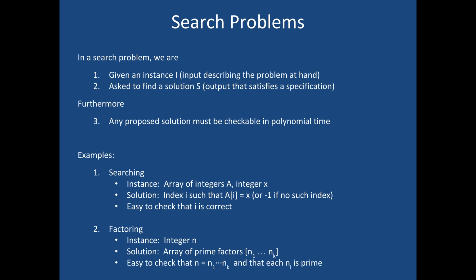Factoring. You can think of that as a search problem. You're given an integer n, and you want to find its prime factors, n1 through nk. So what's the efficient check to see if that is the prime factorization of the integer? Yeah, you multiply them together and see if you get n back. Plus, you need to check that the factors are actually prime. And there's a polynomial time algorithm to do that, so we're good.